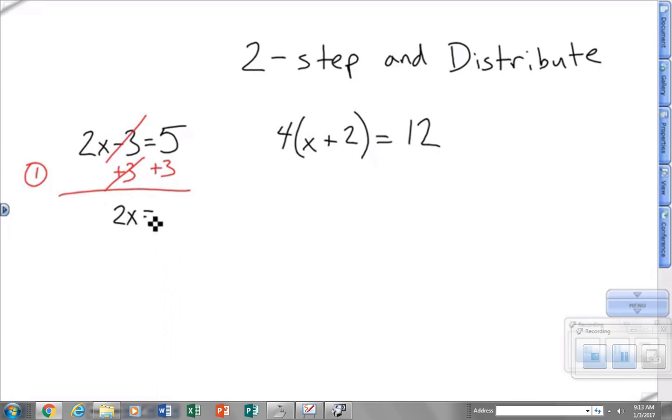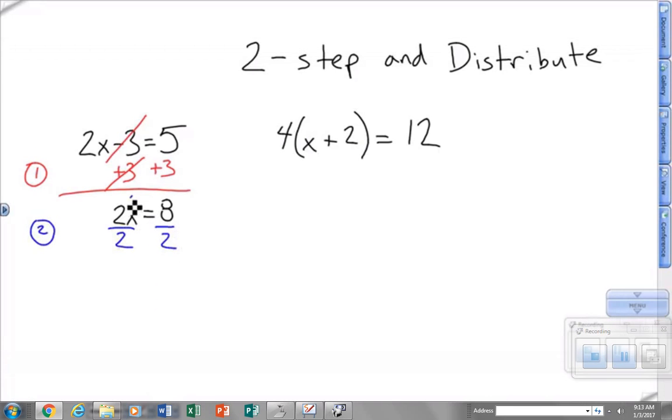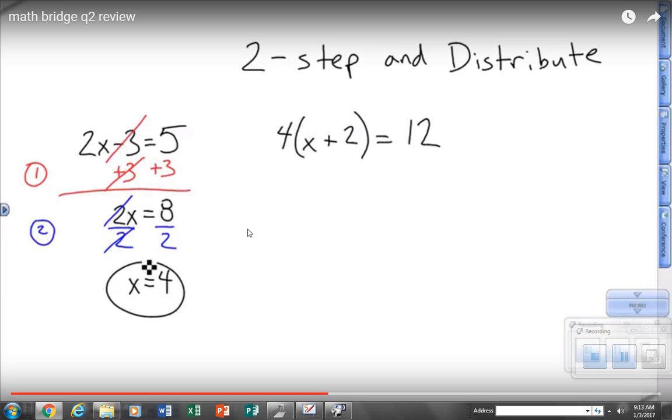So I'm going to do the opposite of multiplying by 2, which is dividing both sides by 2. That is the second step. So dividing both sides by 2 gets that x by itself, and then 8 divided by 2 gives me 4. And of course, if I took that 4 right here, 4 times 2 is 8. 8 minus 3 would give me 5.